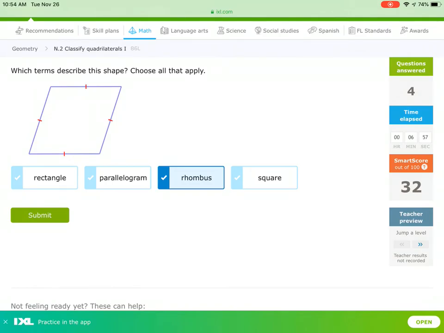Now, is it a parallelogram? And the answer is yes, it is a parallelogram, because we need opposite sides to be congruent for a parallelogram. And in this case, they are. It's even more than that. All four sides are actually the same. But as a subset, we can say that opposite sides are congruent. So it is a parallelogram.